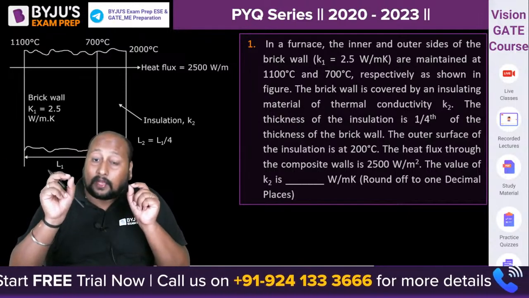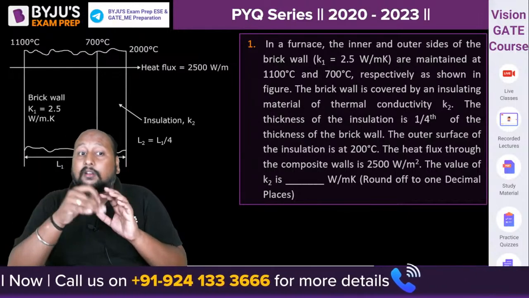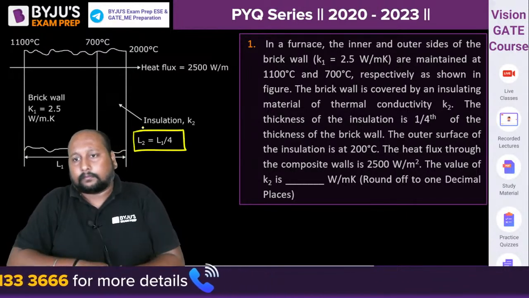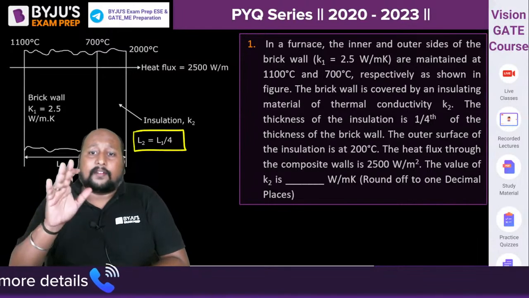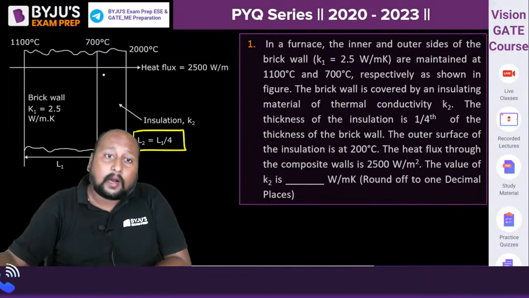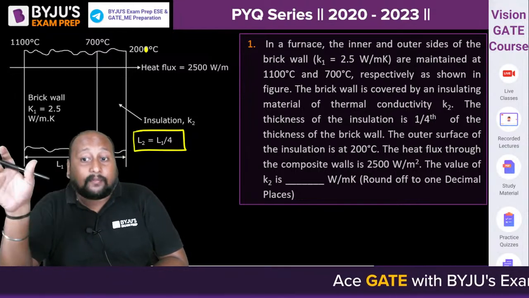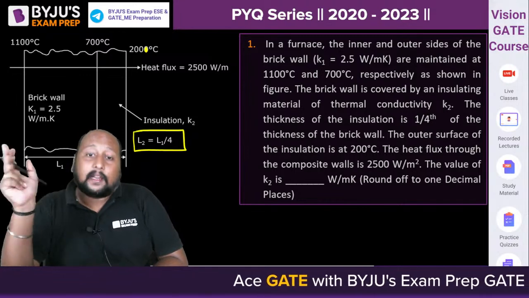The thickness of the insulation is 1/4 of the thickness of the brick wall. That means L2 is equal to L1 by 4. The outer surface of the insulation is at a temperature of 200 degrees Celsius, not 2000, 200 degrees Celsius. The heat flux is already given, so what will be the value of K2?